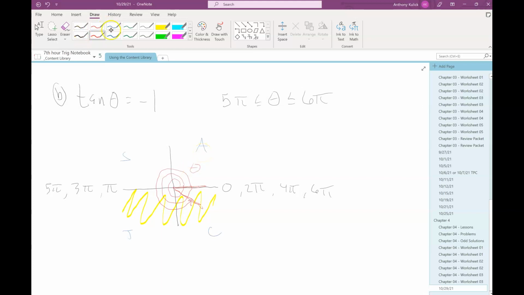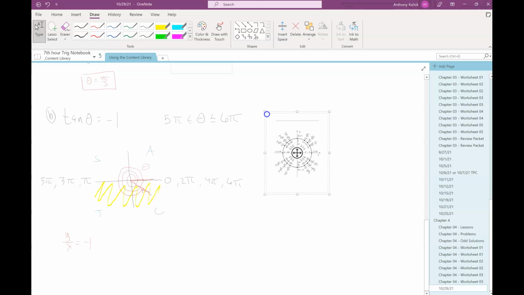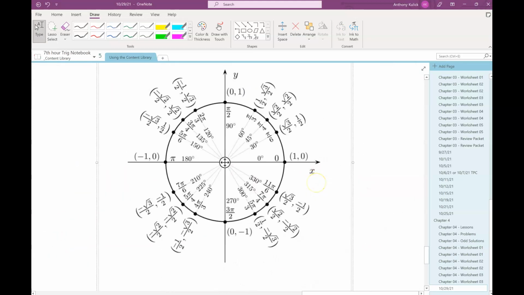So again, I remember that tangent is y over x. So I'm going to look for the place in quadrant 4 where the x and y are the same value but opposite sign. So that would be right here. Everybody agree with that? Same values but opposite signs?